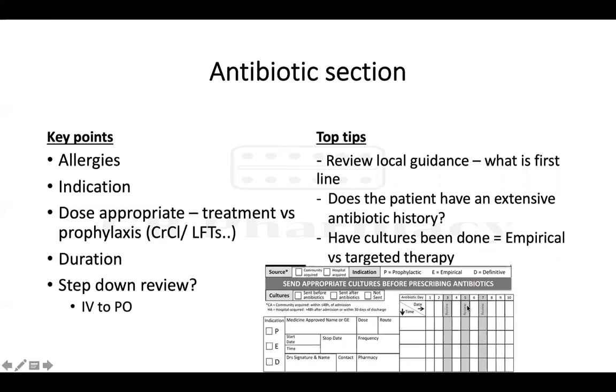At the bottom, I've included a little antibiotic section of a drug chart. So what is the indication? Is it prophylactic? Is it empirical? Is it definitive, definitive being they've done cultures? What they're starting, when they're starting it, when they're stopping it, the frequency, etc. Then each day, what time they're giving it and the date they're giving it, and these bits here are reviews. So make sure they're having periodic reviews to check the antibiotic is working and is the most optimised. You might have had cultures come back.